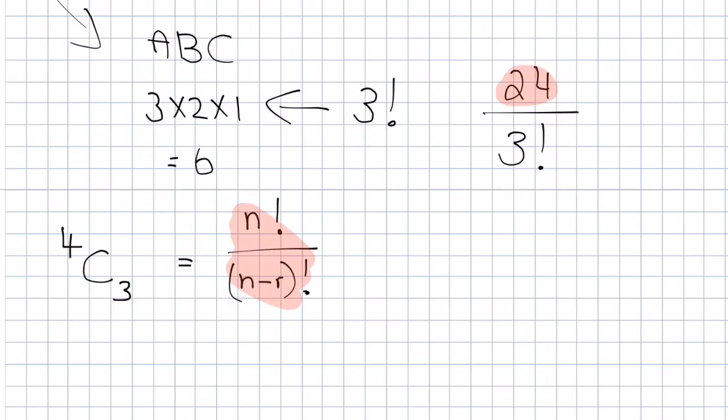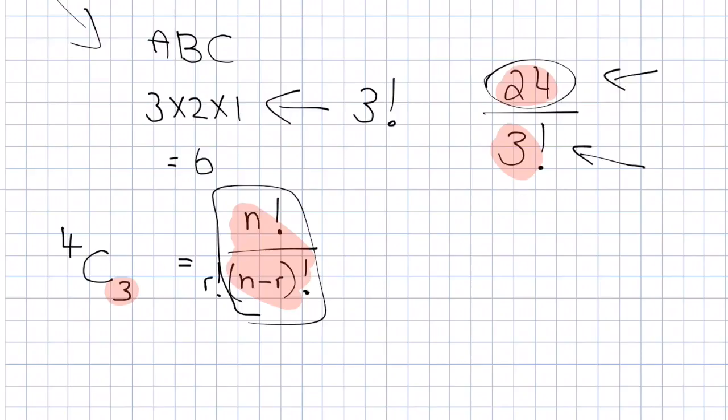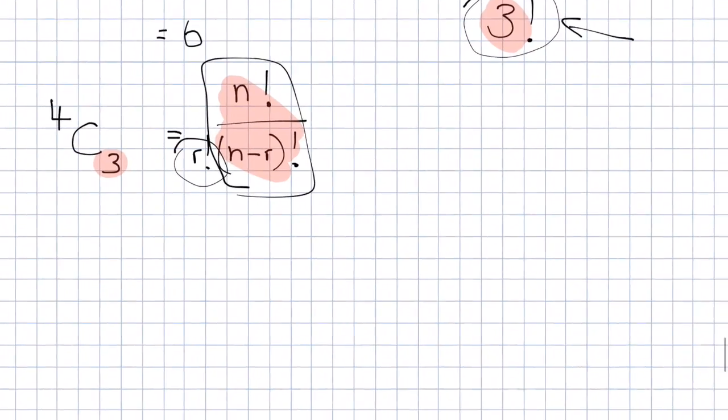But I'm also going to be dividing by, in this case, 3 factorial, but it's only 3 factorial because I'm taking them in groups of 3. So that means I'm also going to be dividing by r factorial. So in this case I'm dividing 24 by 3 factorial. 24 was the number of permutations, so that's this bit of the formula. But I'm also then dividing by the number of ways I can rearrange the 3 objects. So that's that bit of the formula.